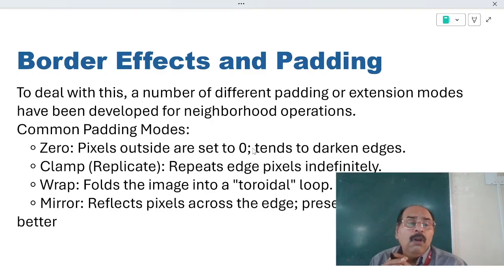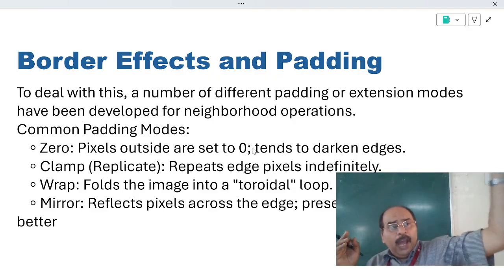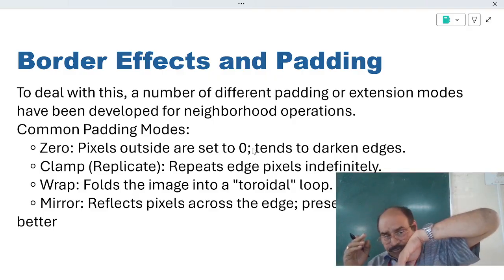So, common padding modes. One is that you add 0 in the matrix towards all the borders of the image so that you get a neighbor for all the pixels, and you put a value of 0 for that. Clamp. Clamp means you are repeating the edges with the same pixel indefinitely. The same edge is being added again and again.